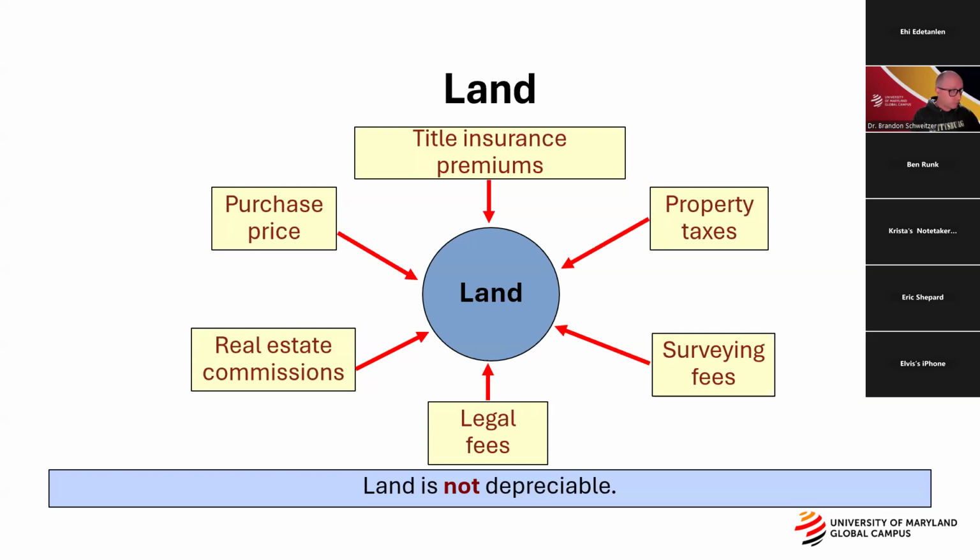So when you look at your balance sheet on your 10K report and you see land, that land value comes from these things. But land is never depreciated. So you'll never see any depreciation associated with land. The depreciation is for the building that sits on the land.